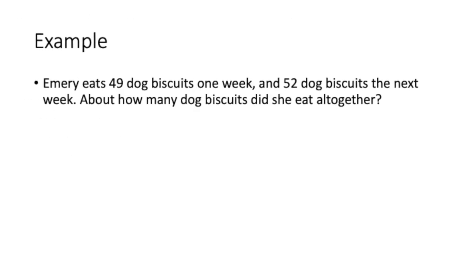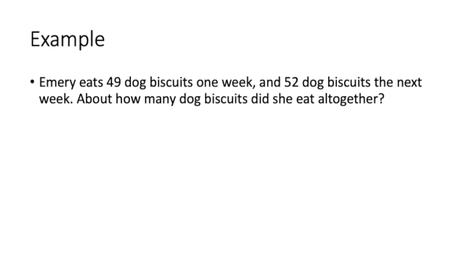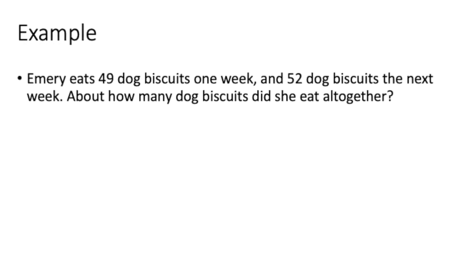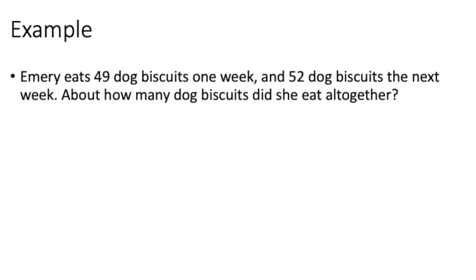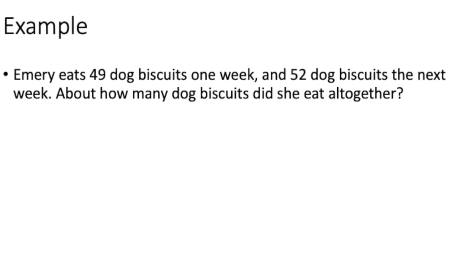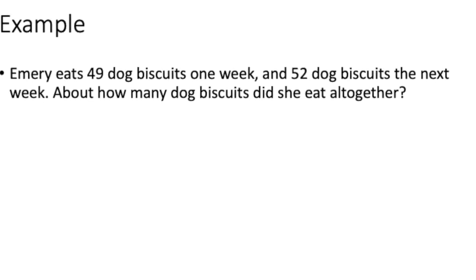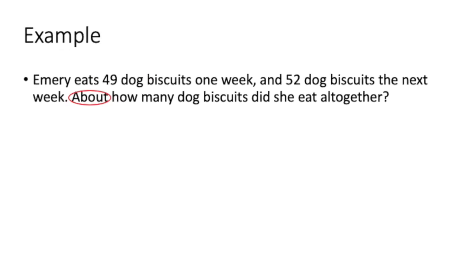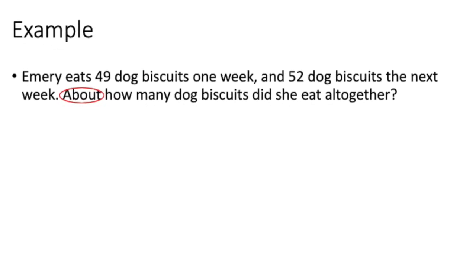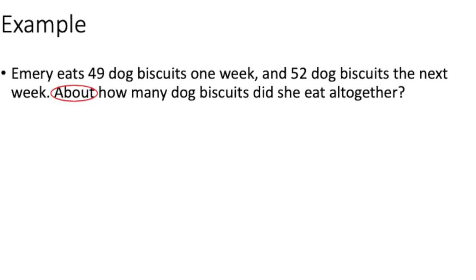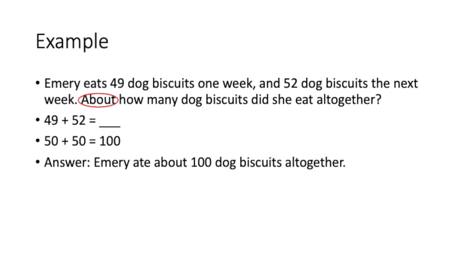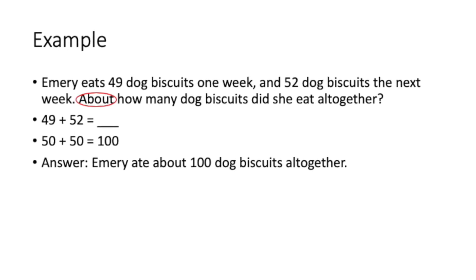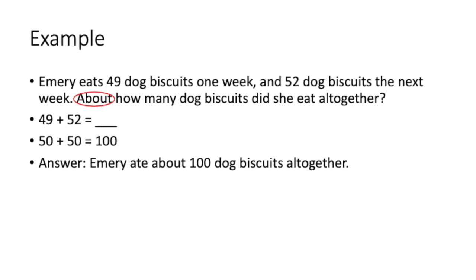Here is your example for today. It says Emery eats 49 dog biscuits in 1 week and 52 dog biscuits the next week. About how many dog biscuits did she eat altogether? Again, about is our keyword. It's going to tell us that we are going to estimate or round the amount of dog biscuits that she ate altogether.